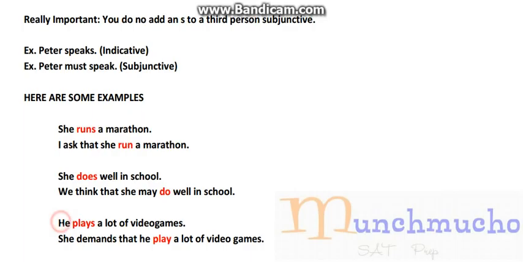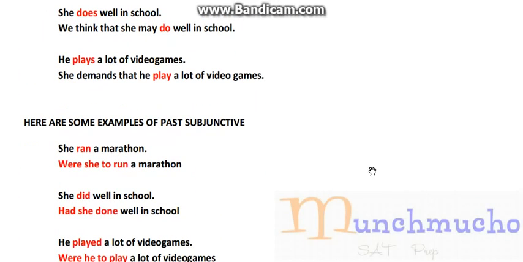Finally, the third example. He plays a lot of video games. We're indicating. Second, in the second sentence, we're demanding. She demands that he play a lot of video games. Plays versus play. Indicative versus subjunctive. Okay? I hope you're understanding it.